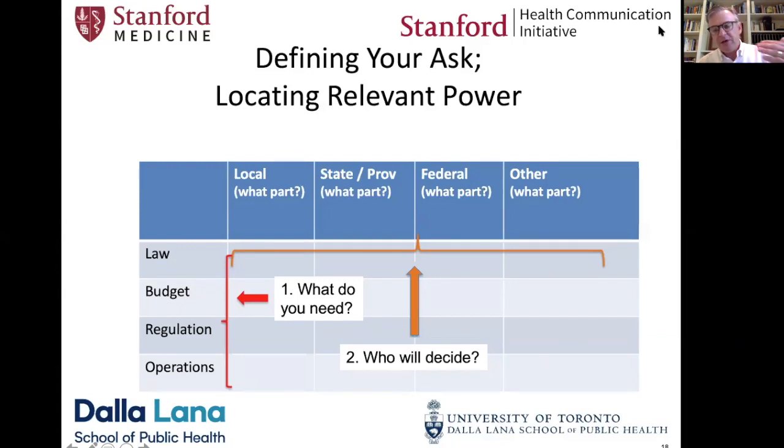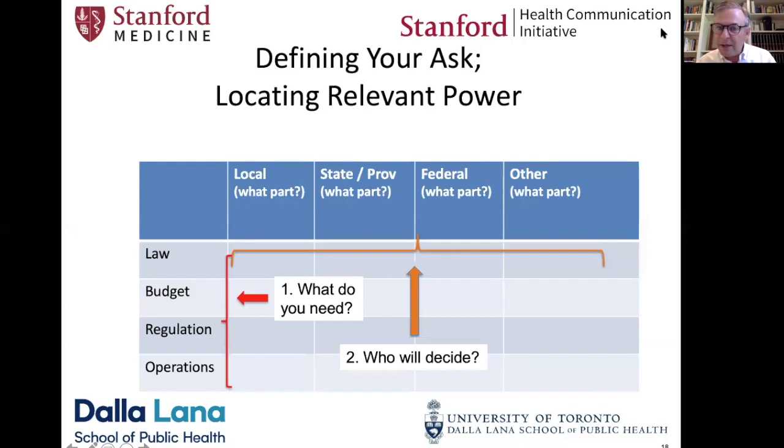And then you have to ask number two, whose ambit is this in? Who has authority on that? First of all, what order of government? Is it local? Is it my city or my county? Is it my state or my province? Or département in France? Is it federal? Is it some other group?